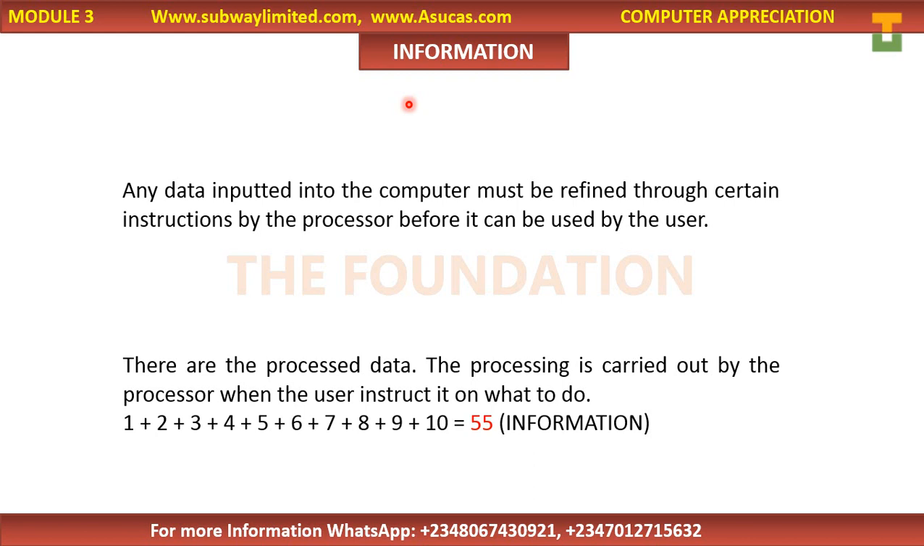Okay, so we will say one, the other data we use commas, but this one we are saying 1 plus 2 plus 3 plus 4 plus 5, and so on, and we finally got 55. This is information telling somebody that we are adding these digits. So what serves as information to one person might be data to another person. So these are the processed data. The processing is carried out by the processor when the user instructs it on what to do. We will be coming back with more definitions of some of the terms we use in the course of defining the computer.